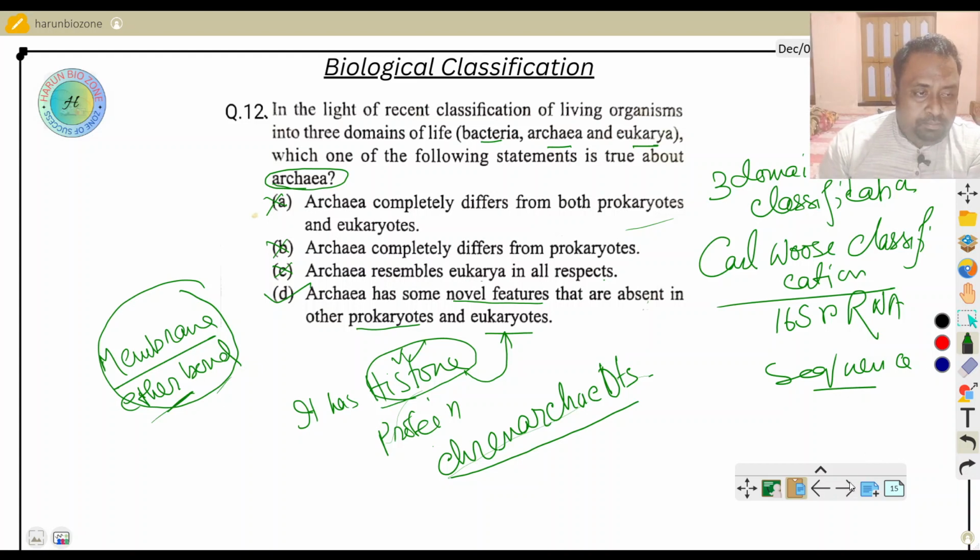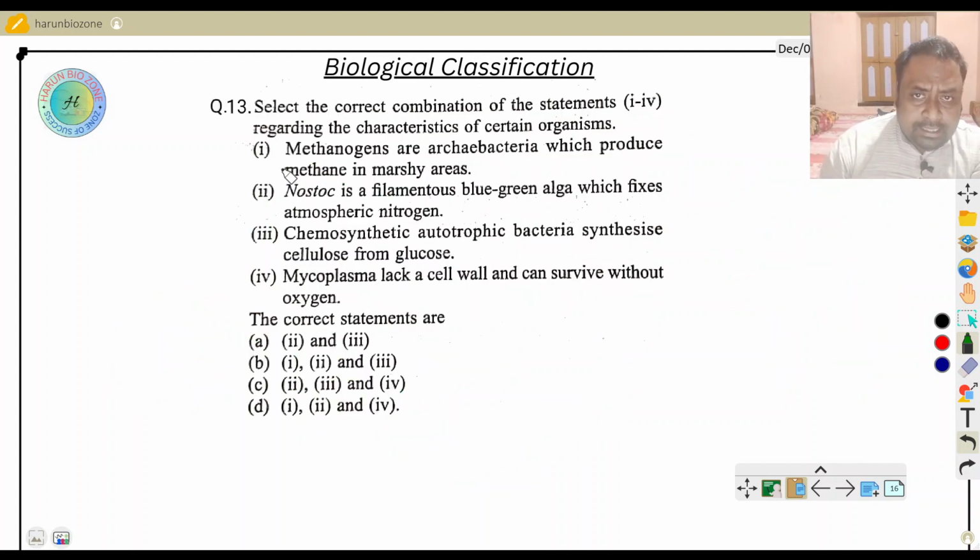Next question. Select the correct mechanism of the statements 1 to 4 regarding the characteristics of certain organisms. Methanogens are archaeobacteria which produce methane in marshy areas. Okay, that is the right answer. Nostoc is a filamentous blue-green alga which fixes atmospheric nitrogen. This is also the right answer.